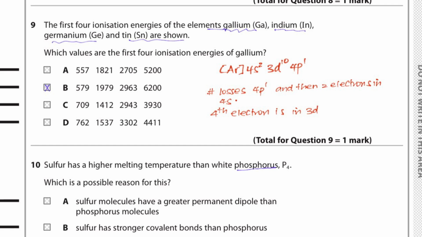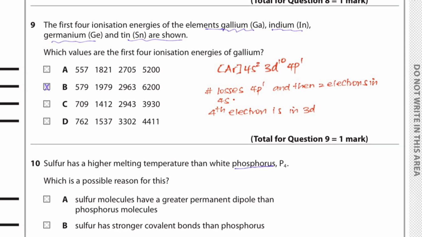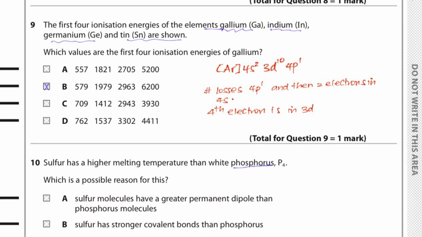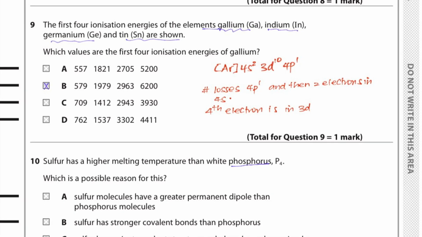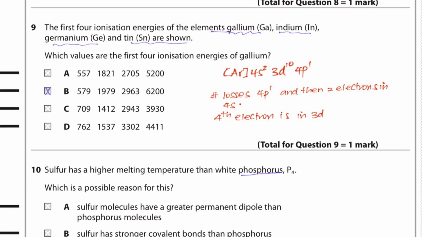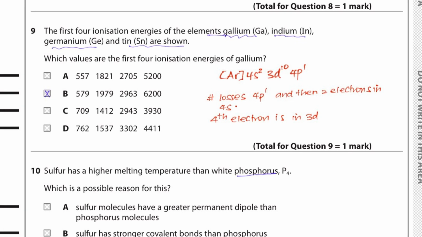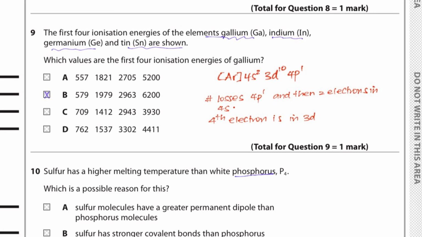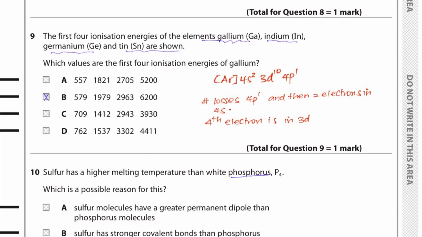Here, gallium's electron configuration is argon, 4s2, 3d10, 4p1. First electron removed from 4p, then 2 from 4s, and then 1 from the 3d. First ionization is low, as it is easy to remove the 4p electron, then slightly higher to remove 4s electrons, then a much bigger jump, 3d is deeper and harder. So the answer is B.